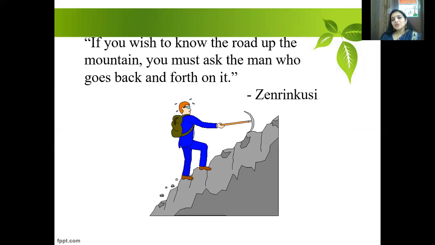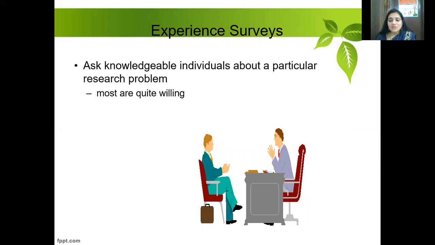If you wish to know the road up to the mountain, you must ask the man who goes back and forth on it. This is a very beautiful example of experience surveys. The person who has already experienced the path would be able to tell you beautifully how to go about the same thing.